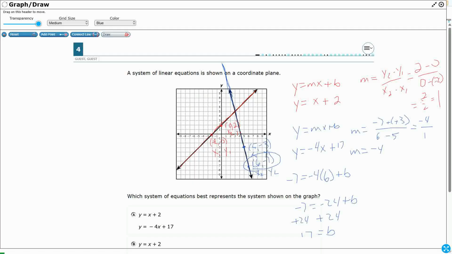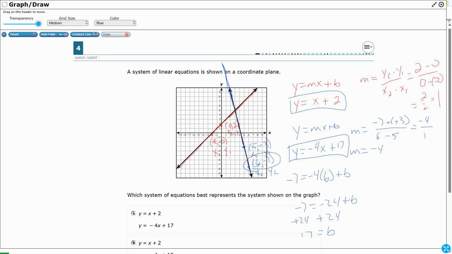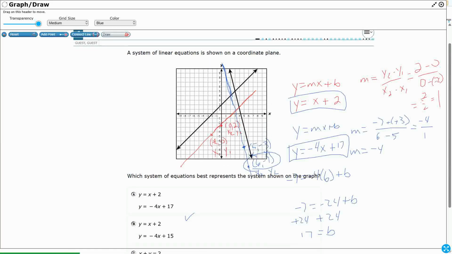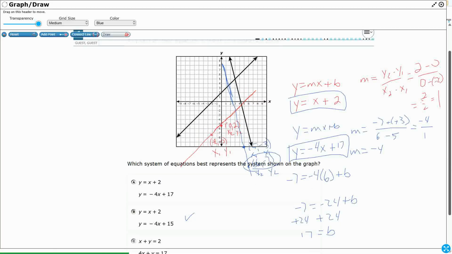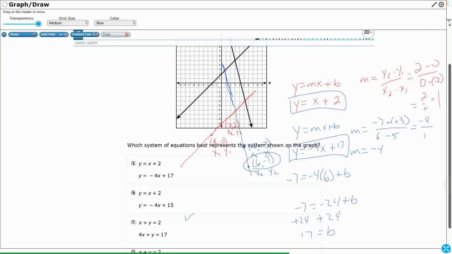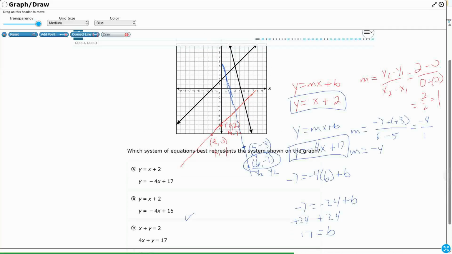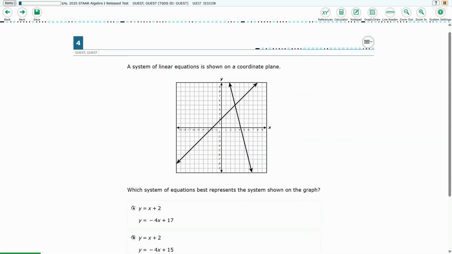So here are my two different equations: y equals negative 4x plus 17, and y equals x plus 2. Now we just need to find them, and it looks like I've got it right here on A. Let's verify that as we keep going down. B has x plus 2, but that's a plus 15, so B is incorrect. Then C has it in standard form, but that's going to invert it, and D is also in standard form, which is going to invert it. All right, so my answer here is going to be A.